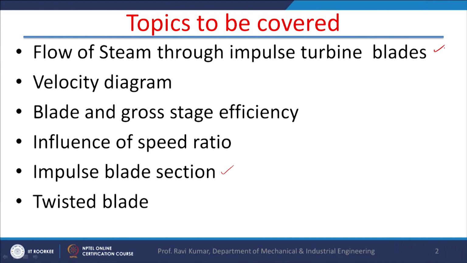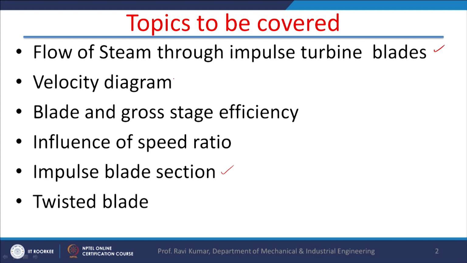Today we will discuss the impulse steam turbine. Steam turbine is one of the turbines used in power plants. So, today we will cover the flow of steam through impulse turbine blades. As you know, there are two types of turbines, impulse turbine and impulse reaction turbine. Today we will focus on the impulse turbine blades.